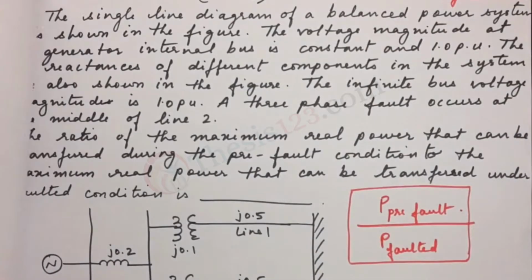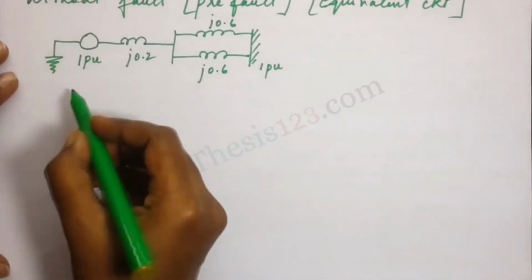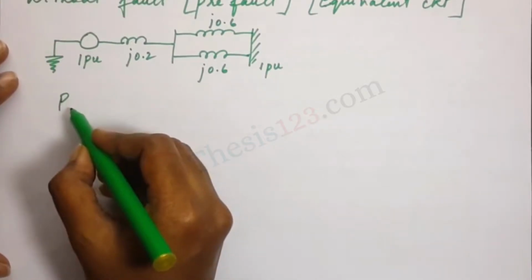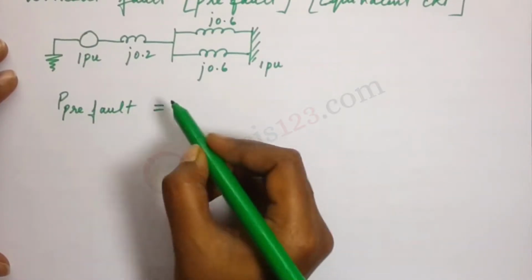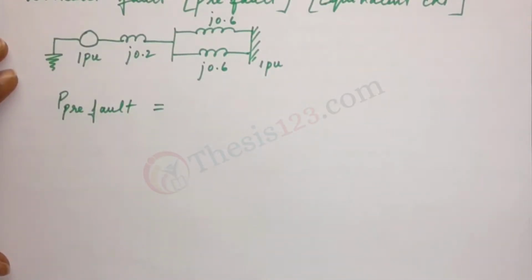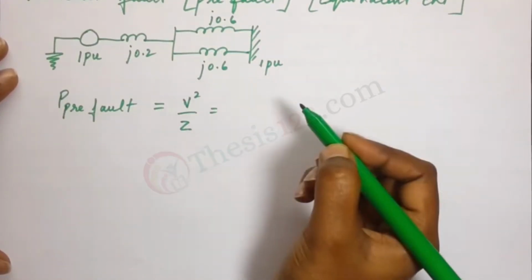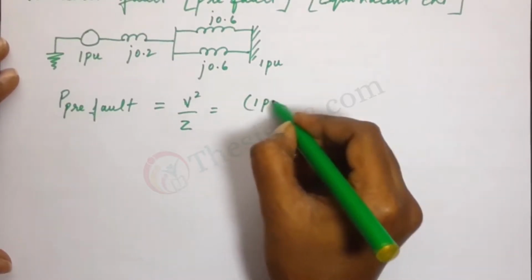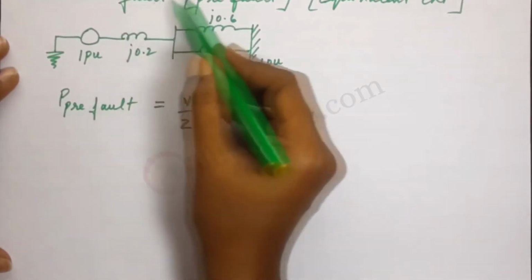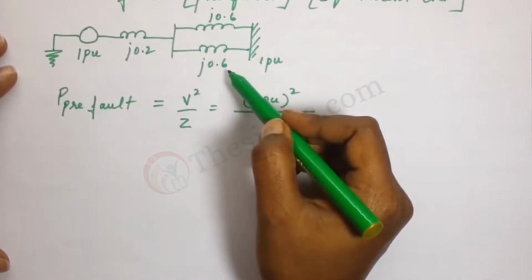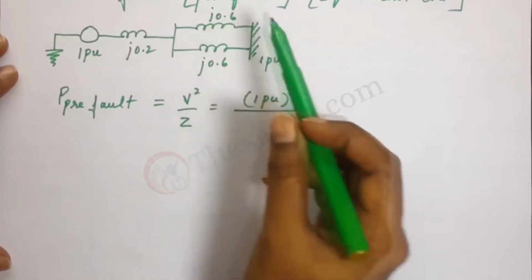If you notice, it has all the components written here. So let's find out the power at pre-fault. Our general power formula in terms of voltage and impedance is V square by Z. So let's use the same thing. We have 1 pu square divided by the resultant of all these three impedances that we have here. Now 0.6 and 0.6 are in parallel, and 0.2 is in series with this part.